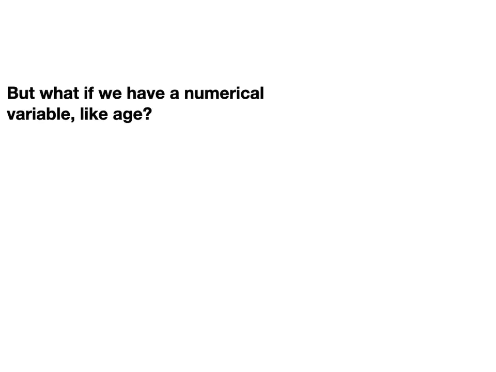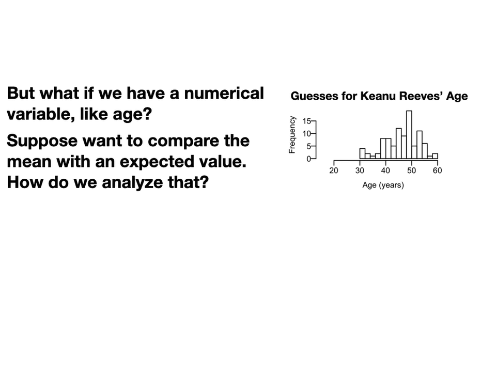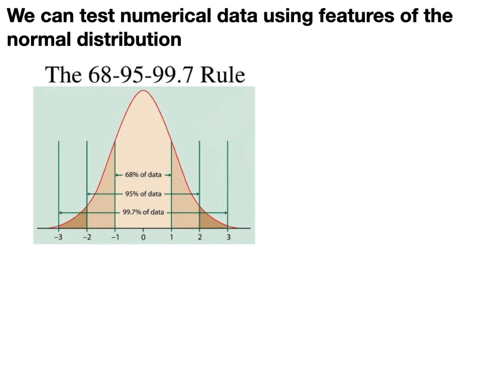But what if we had a numerical variable like age? So for example, in this class in the past, I had students guess the actor Keanu Reeves' age based on a photograph, and this is the distribution of age guesses that the students gave. And so suppose we want to compare the mean of that distribution with an expected value, like for example, Keanu's actual age. How would we analyze that? Instead of having this categorical variable, either left-handed or right-handed, we've got this numerical variable, right? That's got all these different numerical values for age. Well, we're going to get into that today.